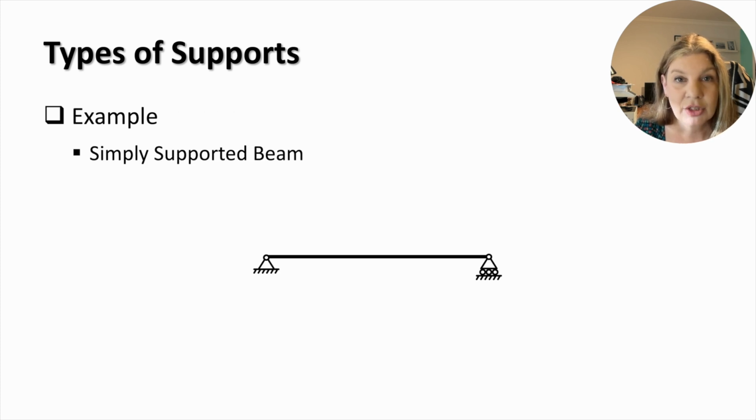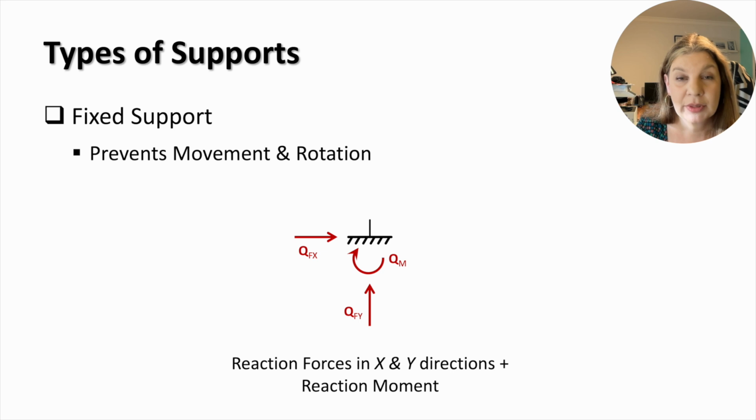Let's consider reactions in a basic structure, a simply supported beam. The left support is non-sliding or pinned, and therefore it develops two reaction forces in the horizontal and vertical directions. The right support is a roller support which can move horizontally. The second type of support we'll discuss is a fixed support. This support prevents both movement and rotation, and as a result it develops two reaction forces in the horizontal and vertical directions and a reaction moment.